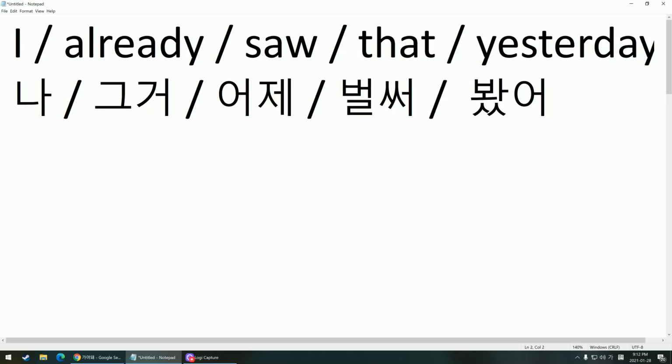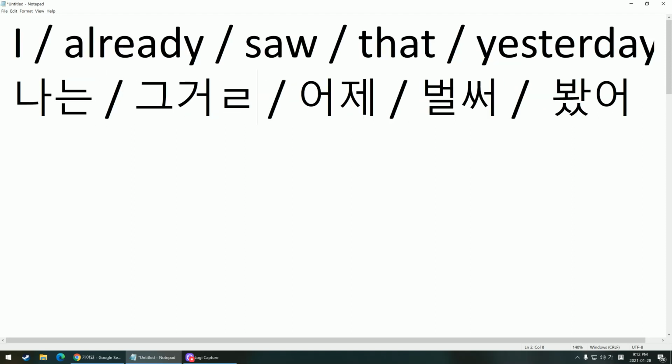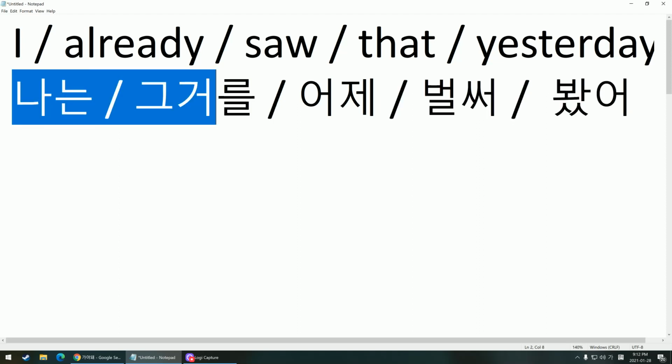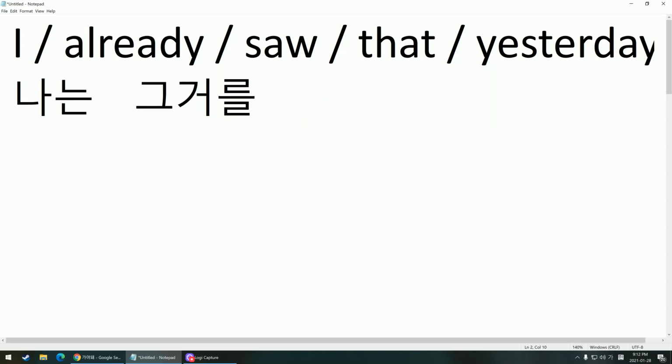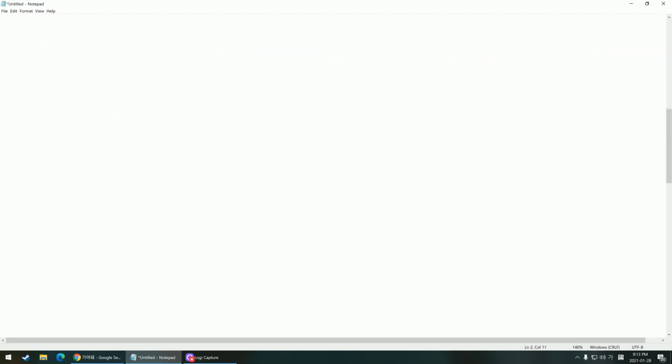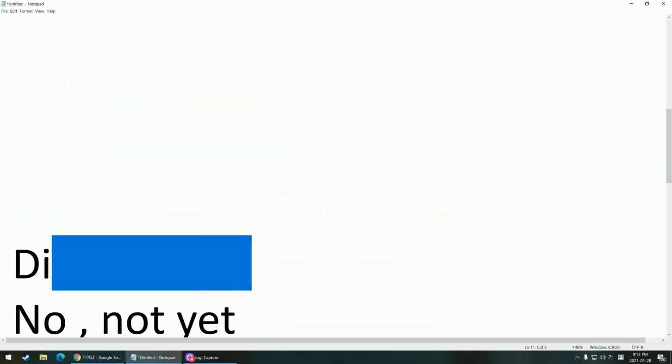Normally though, well, not normally, it's optional, but you can have the particles 는 and 을 on it. So if you take these two out, it becomes like a regular sentence. 나는 그거를 봤어. It's optional to put the particles. Particles in Korean are pretty optional. You don't really have to use them if you don't want to.